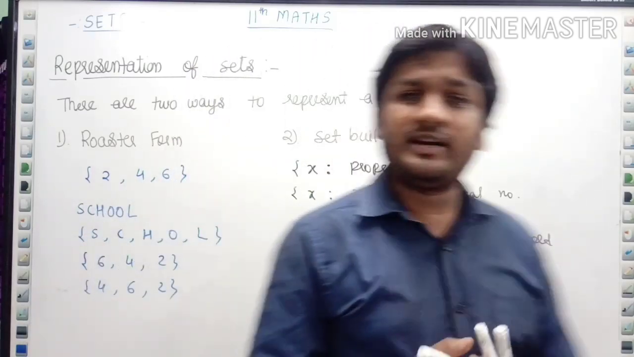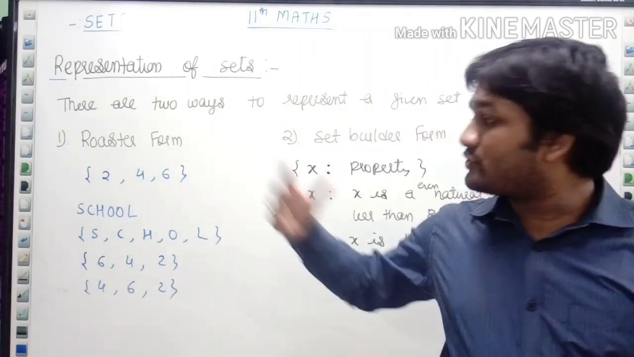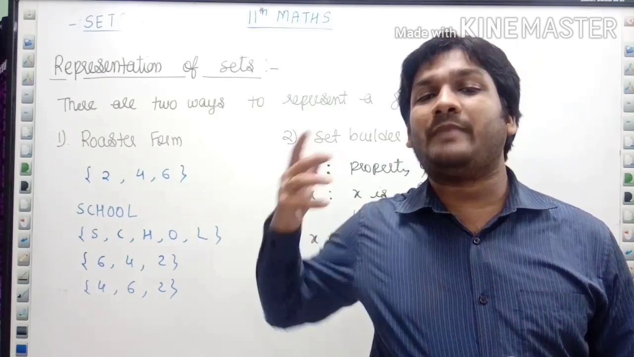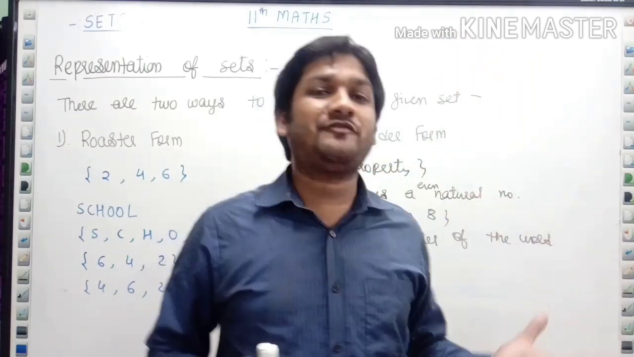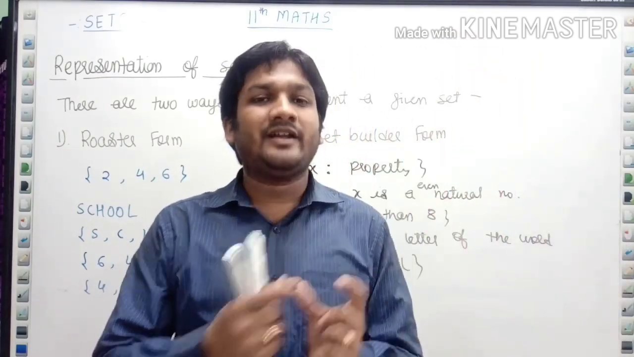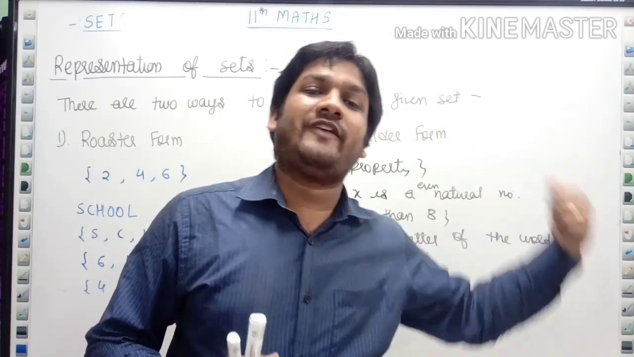X is the letter of the word school. So in roster form, we separate the elements by comma sign, and in set builder form, we write an alphabet, colon sign, and then define.